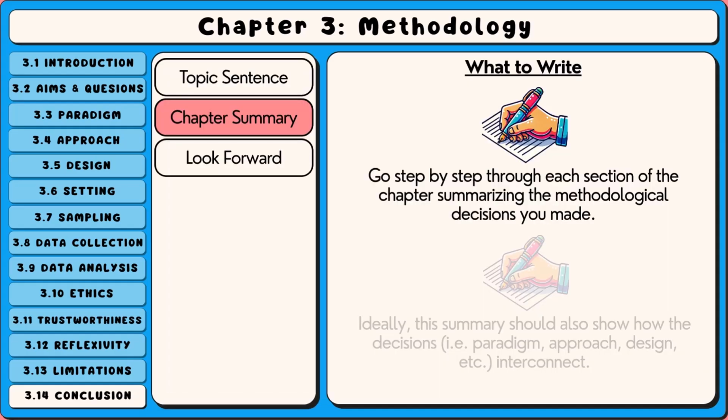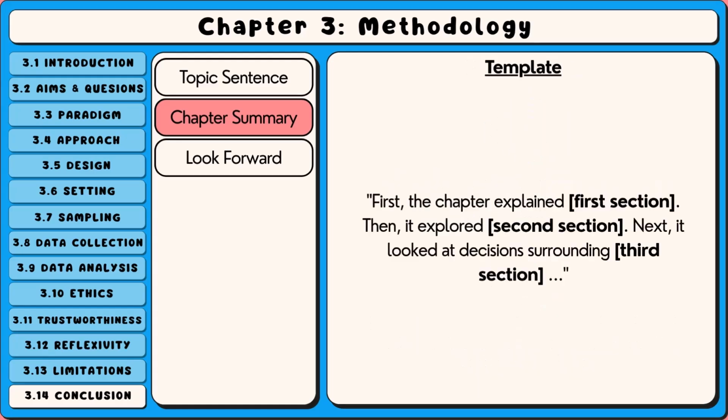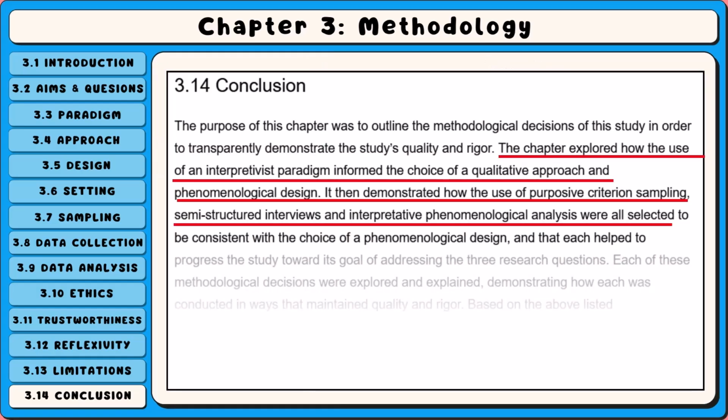Next, summarize the chapter. Go step by step through each section of the chapter, briefly summarizing the methodological decisions you made. Ideally, you'd also want to show how all of these decisions are interconnected. For example, that your paradigm informed your approach informed your design informed your sampling, collection and analysis methods, and so on. Here's a template. First, the chapter explained first section, then it explored second section, next it looked at decisions surrounding third section, etc.